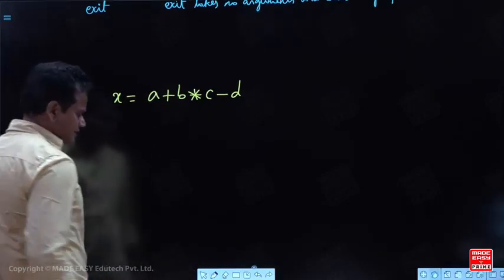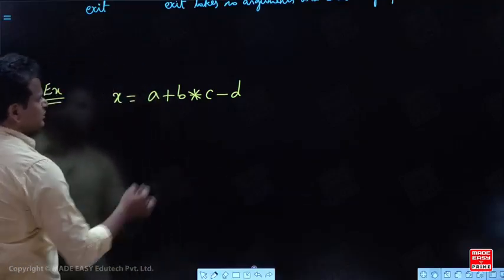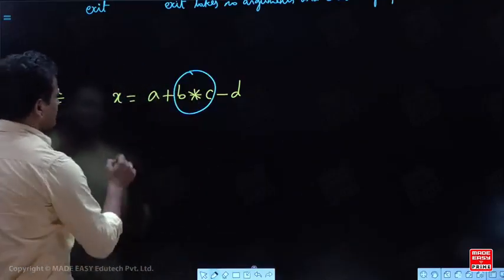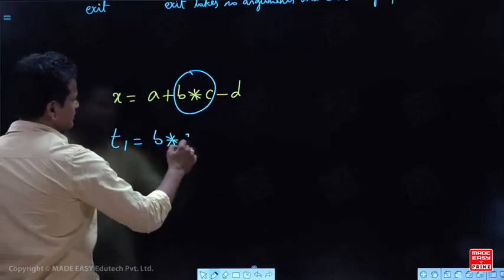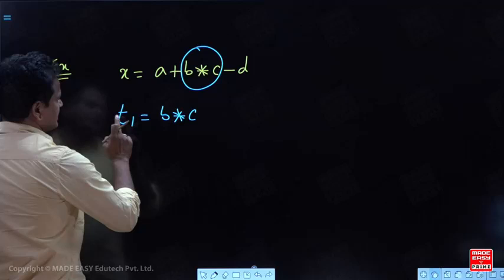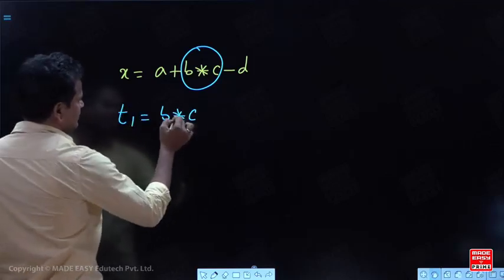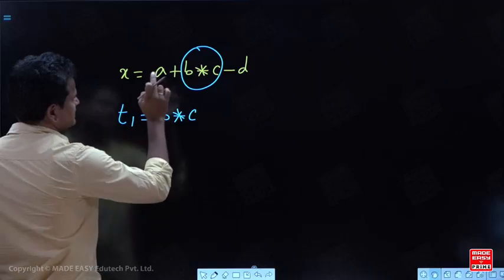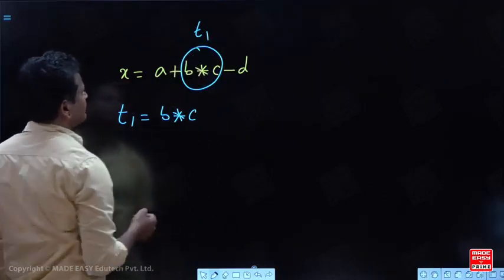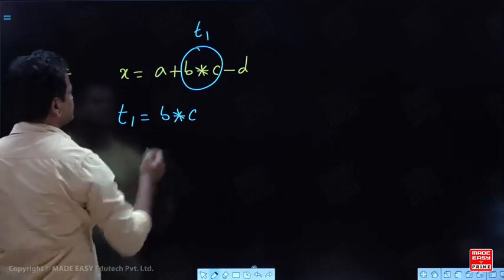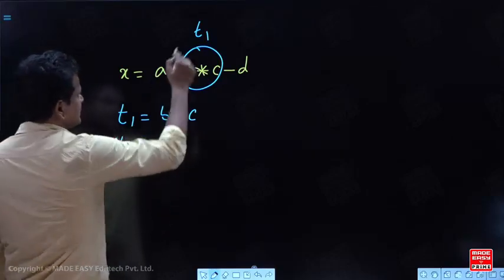Okay, I am writing this one, and you can write this simultaneously. So it is the highest priority. So I will take T1 equal to B star C. You look at this one. In this we are taking 1, 2, 3 variables maximum, and one operator only other than the equal to. Then we have this in T1. Next priority is A plus. So I will take T2 equal to A plus T1.